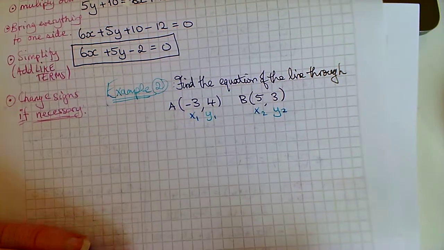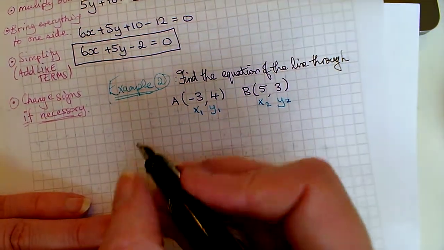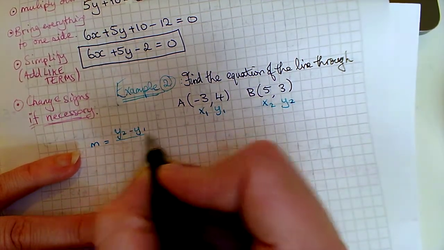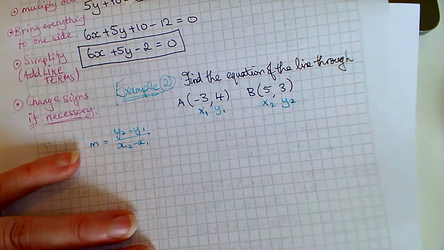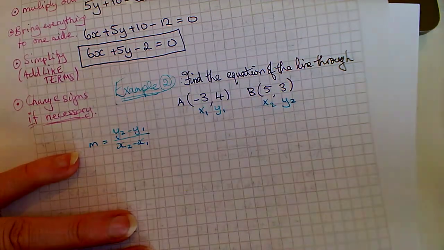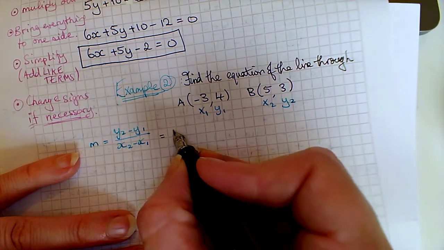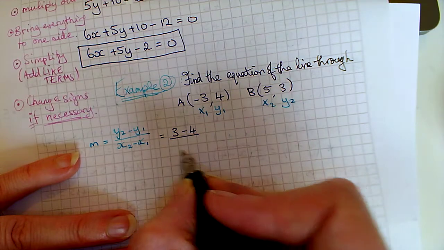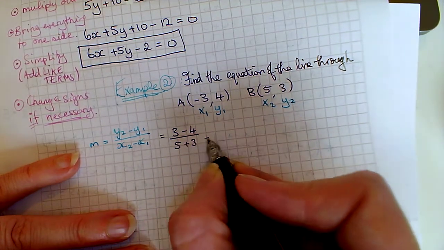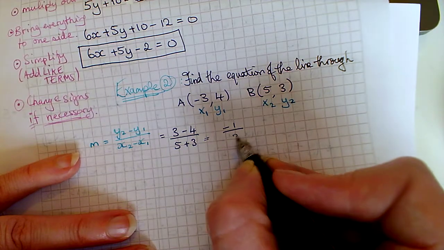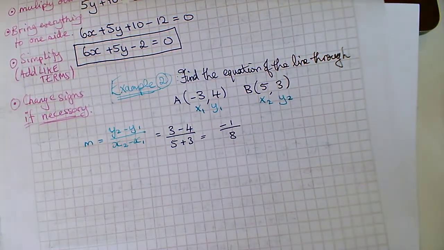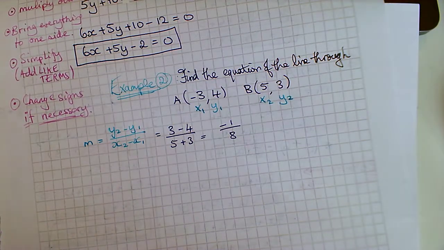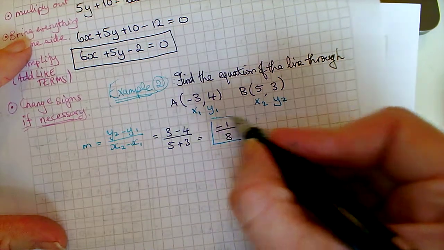Label my points x1, y1, x2, y2. Find my slope. So the slope formula, the difference between the y values divided by the difference between the x values. And I get 3 minus 4 divided by 5 plus 3. And that gives me minus 1 over 8, minus an eighth. Sorry, I dropped my pen. That's m.